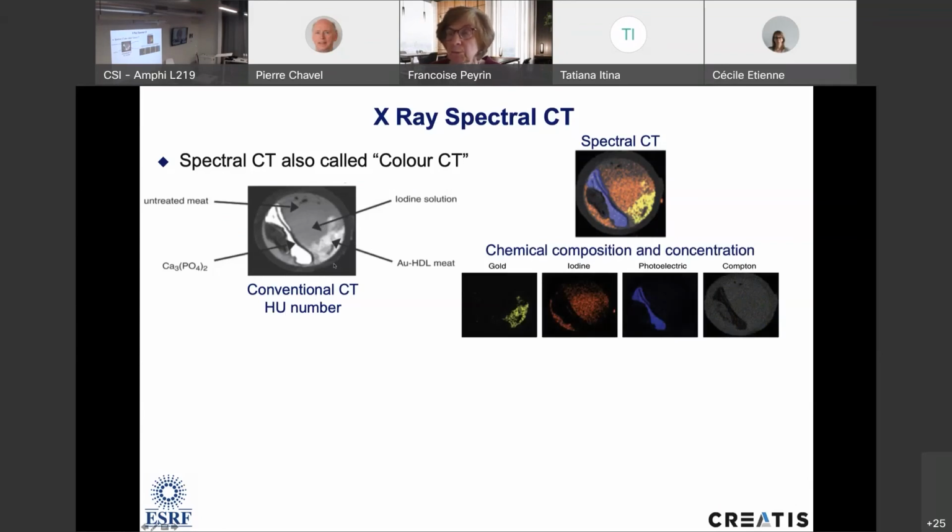For instance, here, it's an image acquired with two contrast agents, gold and iodine. So you can have a gold map, an iodine map, and the standard photoelectric Compton map, and you can overlay all these images to get the color image. It's why SpectralCity is sometimes called Color City.